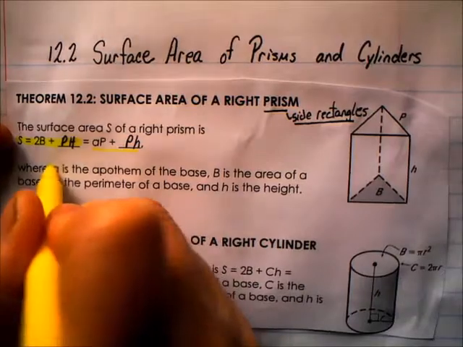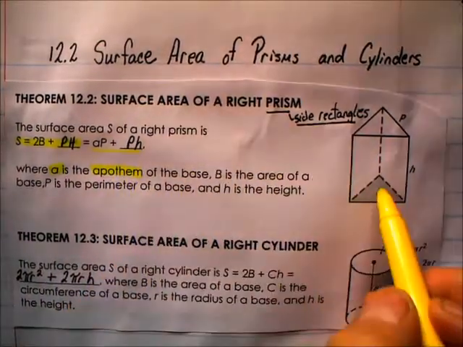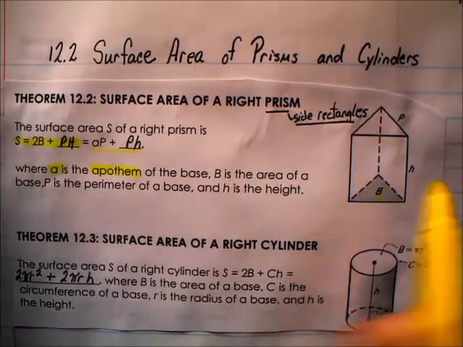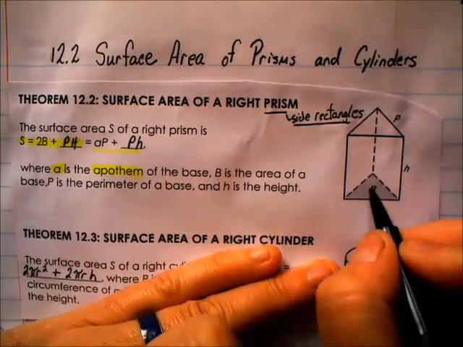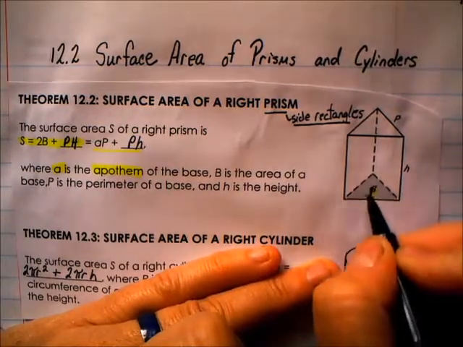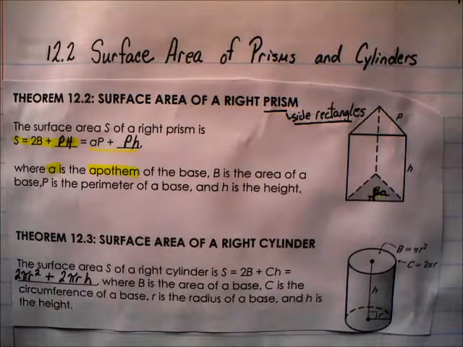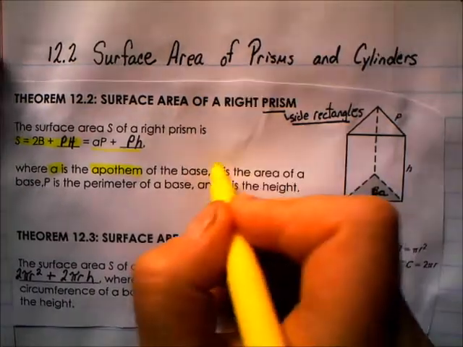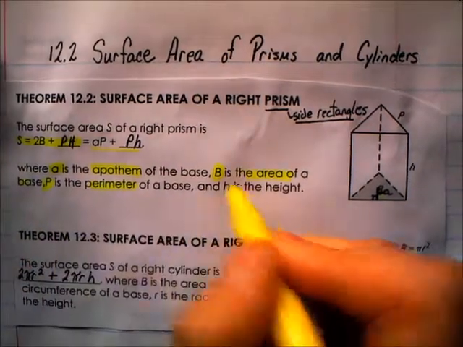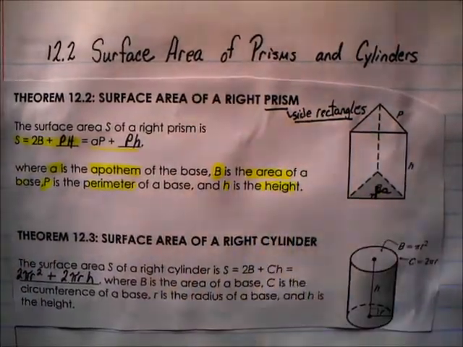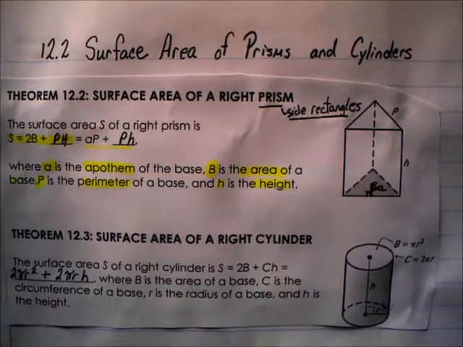Remember, the A is the apothem. Remember that apothem is from the center of your shape to the side perpendicular. So if I was looking at the triangle on the side, it'd be right here in the middle of the B down to a side at a right angle. That would represent your apothem. The capital B, remember, is the area of the base, P was the perimeter, and of course H was the height. We're going to be using these theorems, or these formulas, in just a minute.